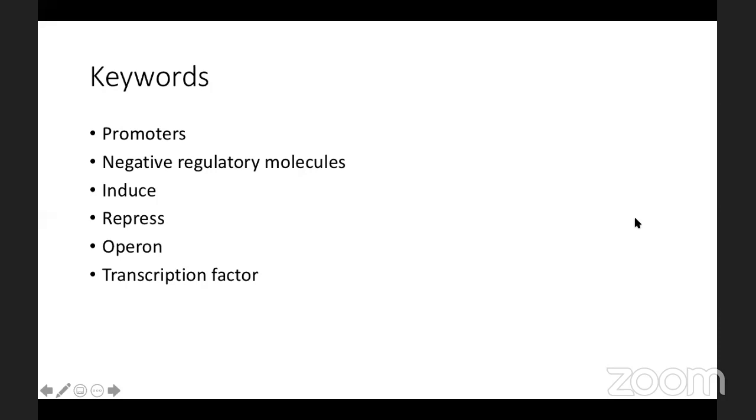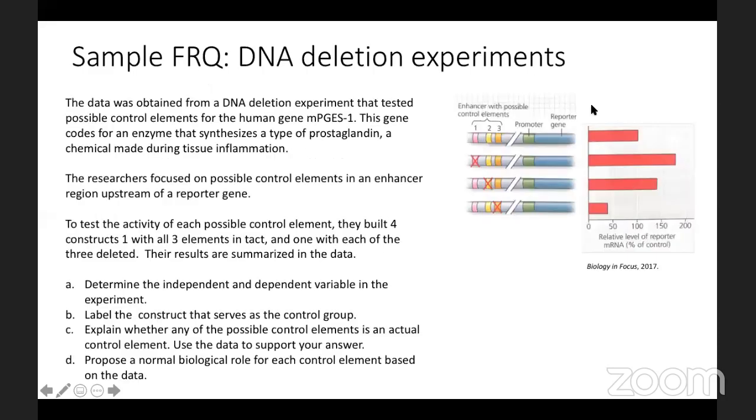And then we are going to wrap up the session by going through a quick sample free response question. So this is a sample DNA deletion experiment. A DNA deletion experiment is exactly what it sounds like. It's an experiment where you try cutting out certain genes or deleting them and seeing what the effect on the phenotype is, right? So let's go ahead and look at the graph and the associated text here.